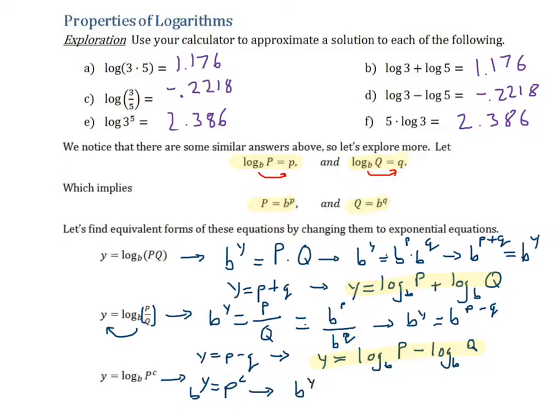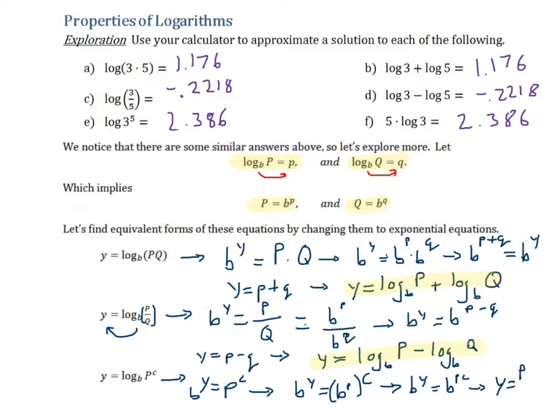B to the y equals b to the little p, to the c power. So this c right here goes to here, and I'm replacing this capital P with b to the p. Well, this is just, we can say b to the y equals b to the pc. So that tells us that y is equal to p times c.